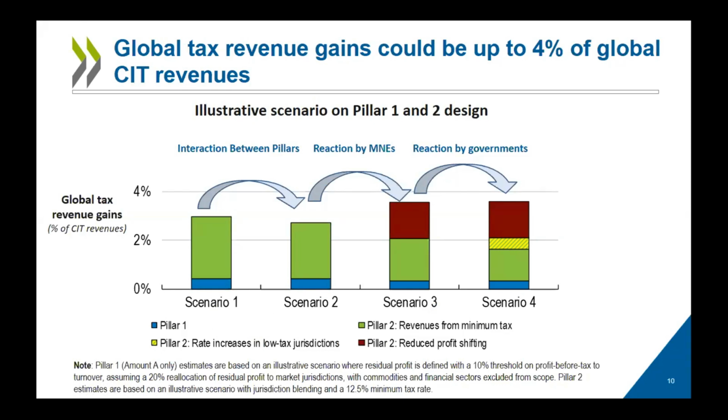That is in large part determined by our analysis of the broader literature on responses to tax rates by multinationals and the expectation that profit shifting will reduce as a result of reductions in those tax rate differentials. Scenario 4, the hatched yellow part of the column there, relates to some of the additional revenues that will be collected by low tax jurisdictions as a result of increasing their tax rate in response to the implementation of Pillar 2.